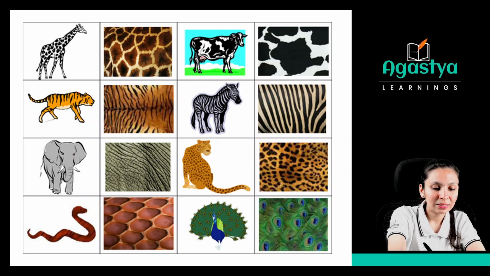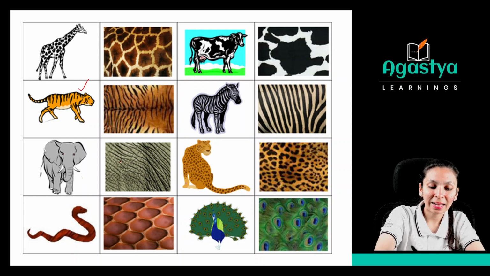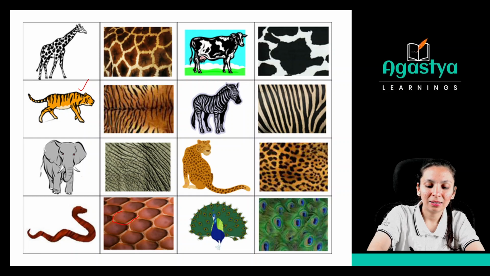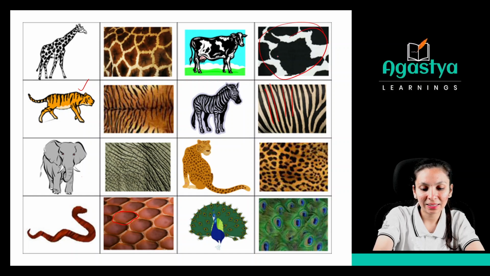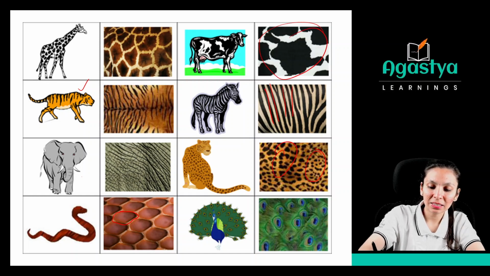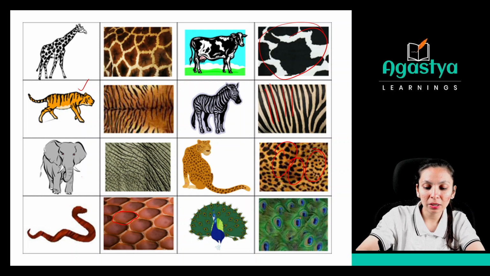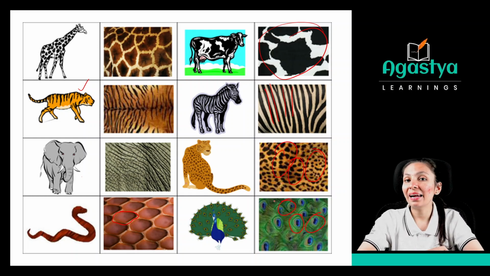as you can see, this tiger has a skin pattern like this. Animals like the elephant have a skin pattern. The snake also has scales, right? The zebra has stripes on its body. The cow has a feature like this. The leopard has skin like this. This peacock has beautiful feathers and they have a pattern like this.